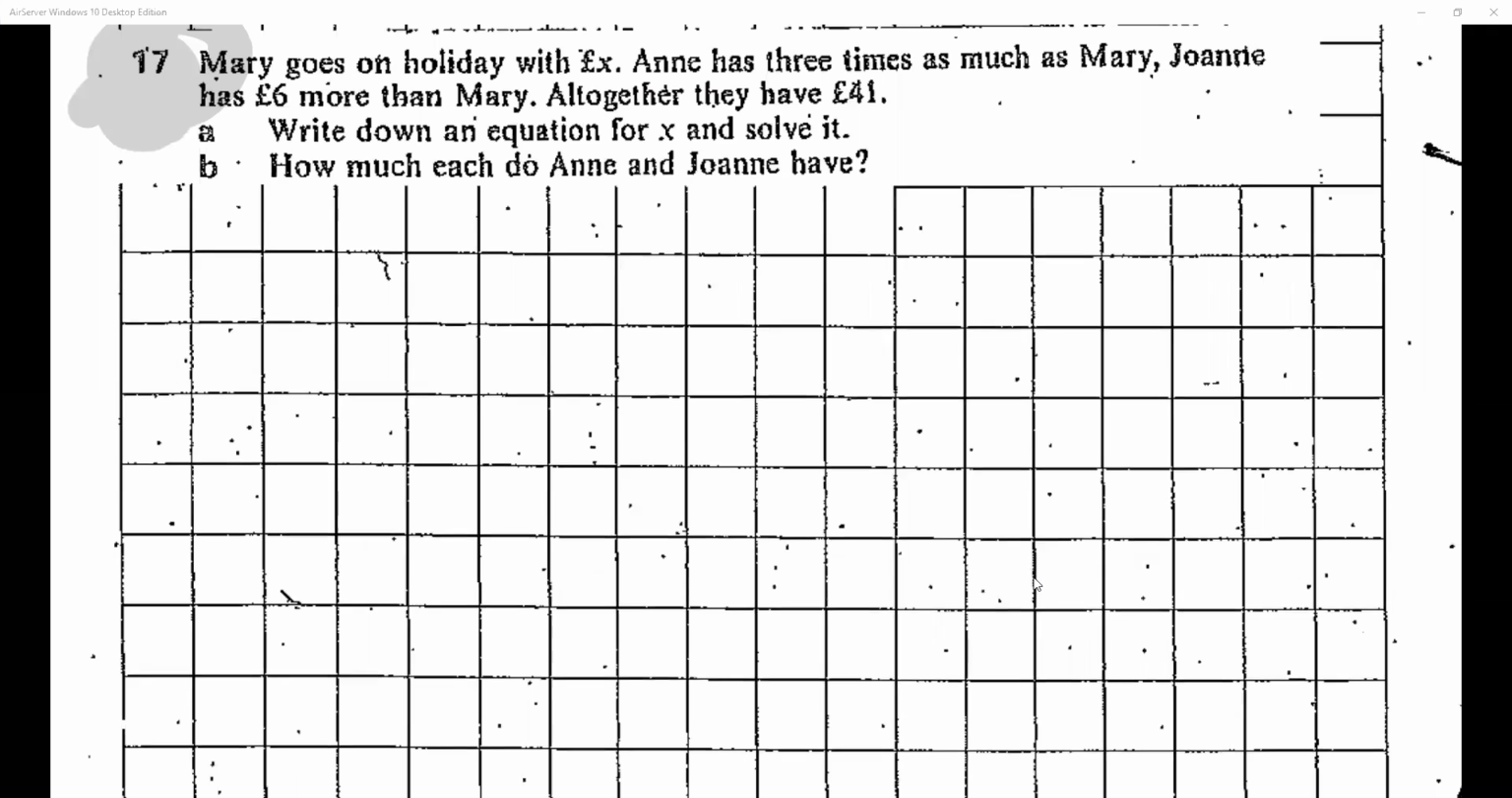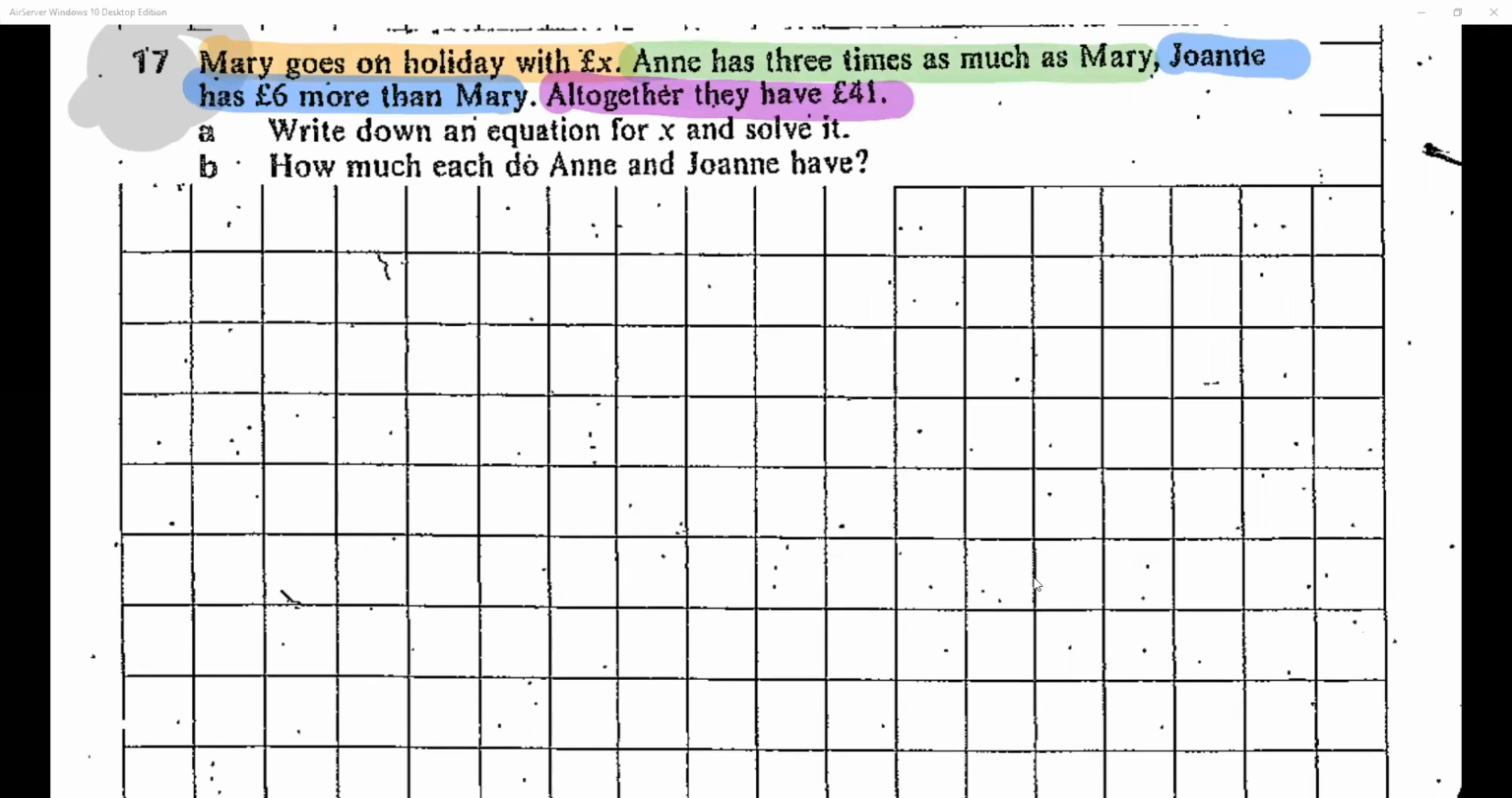Mary goes on holiday with x pounds. Anne has 3 times as much as Mary. Joanne has 6 pounds more than Mary. Altogether, they have 41 pounds. A. Write down an equation for x and solve it. B. How much each do Anne and Joanne have?